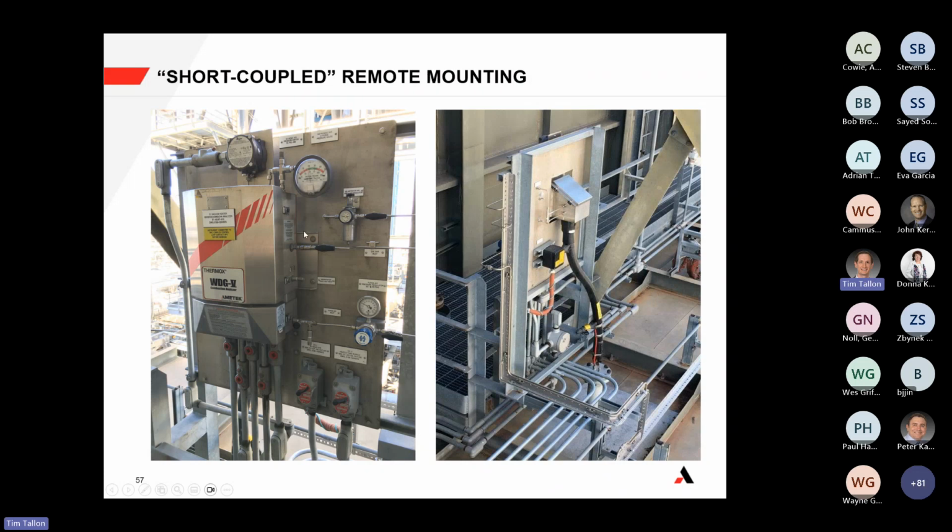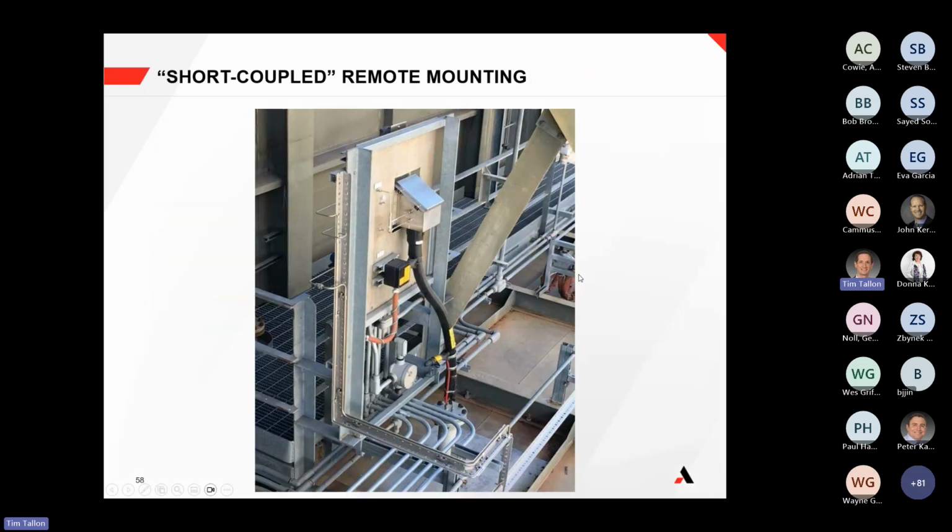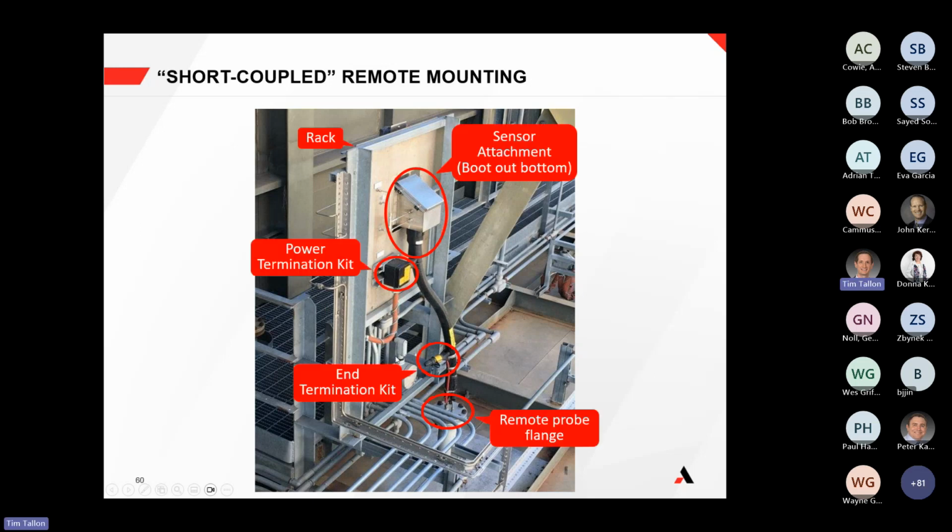So if we go back to this example with the short coupled, you'll notice that there's a number of pieces to it. There's this attachment up here. There's this box here. There's the flange. So what do we see? So in this case, I see that there's a rack in which the analyzer is mounted. There's the sensor attachment. There's the power termination kit. There's the end termination kit for the heated sample line. And then there's the remote probe flange in this case.